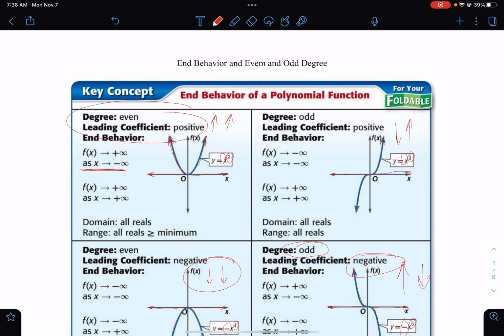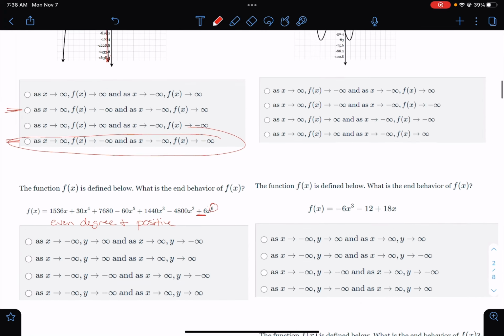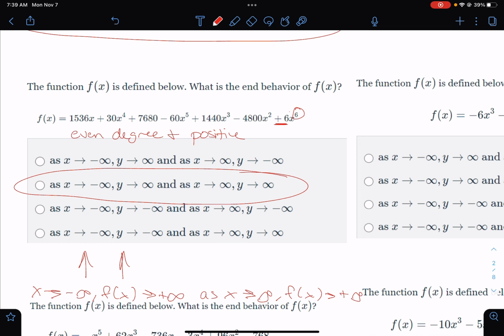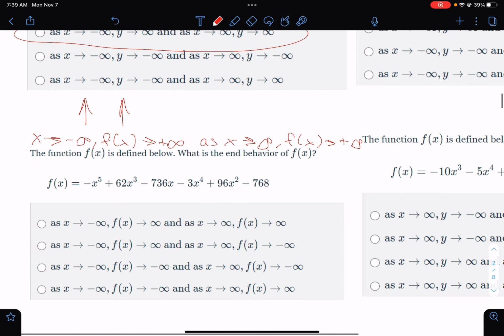So as x goes to negative infinity, f of x is going to go to positive infinity. And as x goes to positive infinity, f of x is going to go to positive infinity. So essentially what that means is that we're going to have end behavior of this. As x goes to negative infinity, f of x goes to positive infinity, and as x goes to infinity, f of x goes to positive infinity. So that looks like this guy here is going to be our answer. All right, let's do one more.